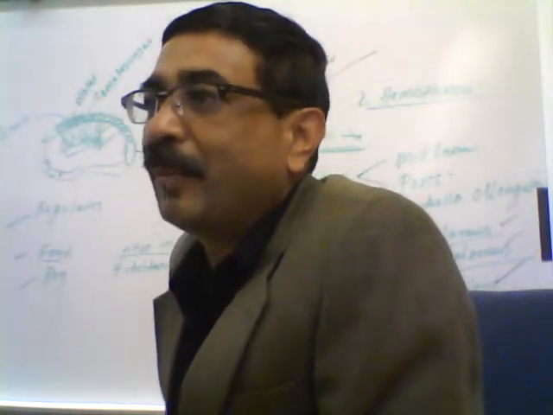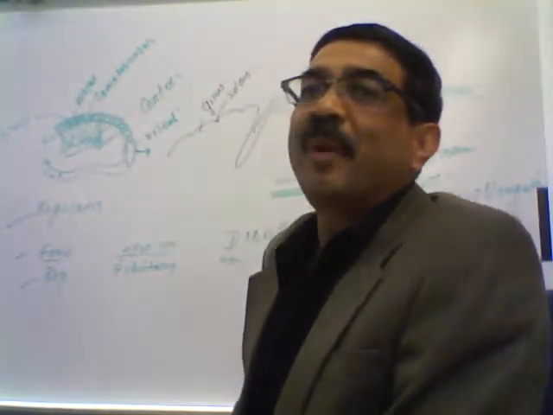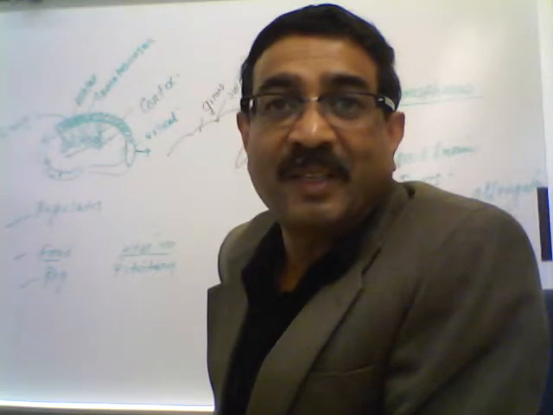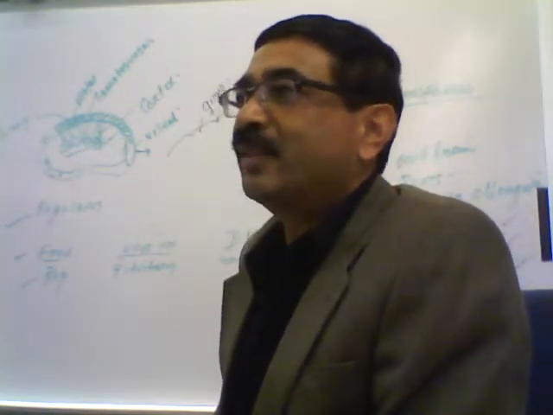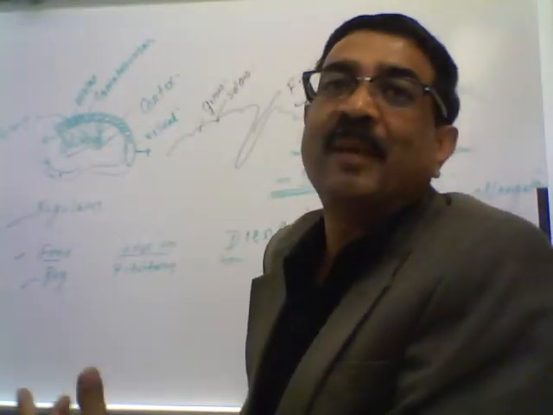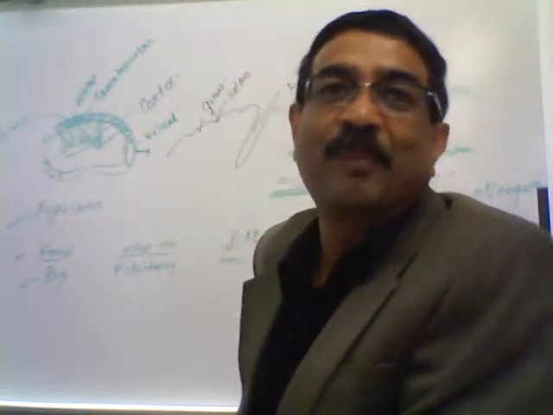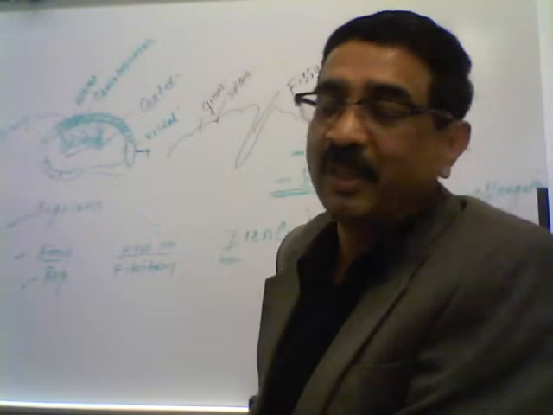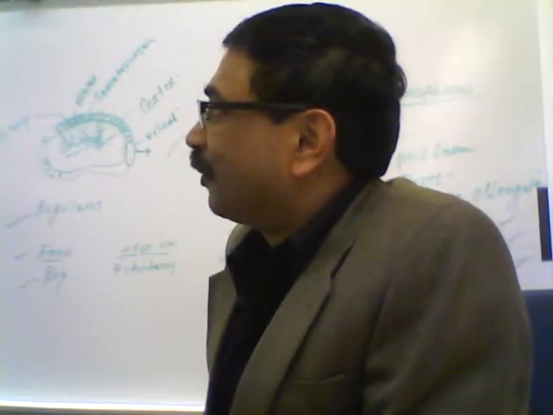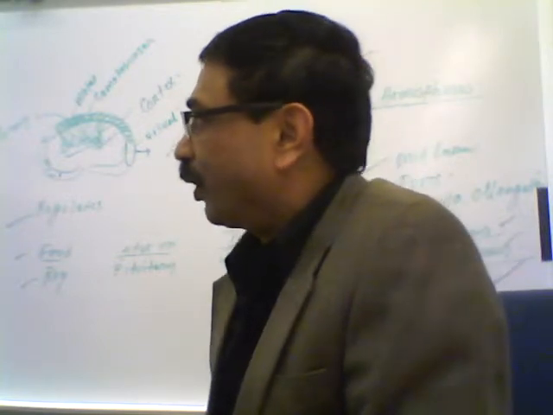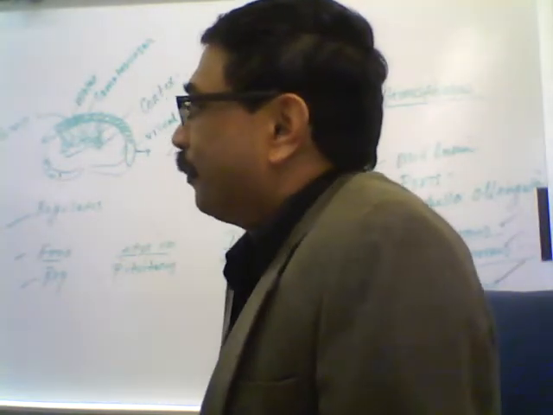One body map is present in the primary somatosensory cortex, that is the postcentral gyrus, and another homunculus or body map is present in the primary motor cortex, which is the precentral gyrus. You already know those gyri. So you have two body maps or homunculi.